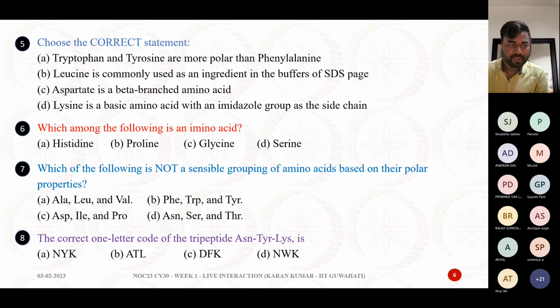So your 5th question is choose the correct statement. Option A, tryptophan and tyrosine are more polar than phenylalanine. Option B, leucine is commonly used as an ingredient in the buffer of SDS-PAGE. Option C, aspartate is a beta branched amino acid. Option D, lysine is a basic amino acid with an imidazole group as a side chain. What is the correct statement among these 4?